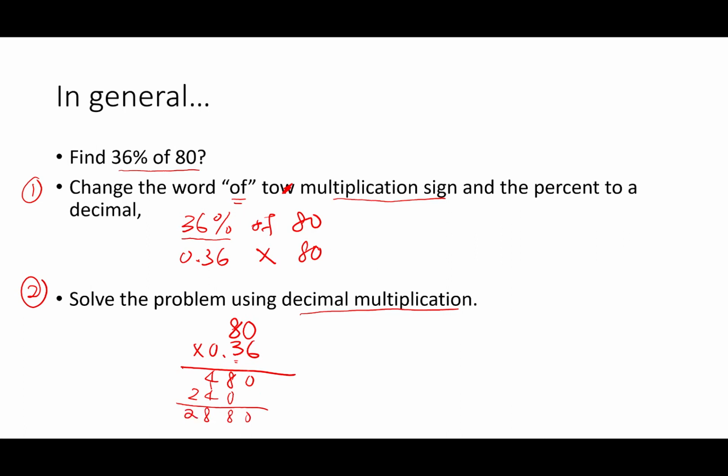And where do you put the decimal point? Now, you look at this multiplication problem here, you have 2 decimal places, right? 0.36, 2 decimal places. So therefore, you need to maintain the same decimal places. So the answer will be 28.80. So that's how we do the multiplications, right?